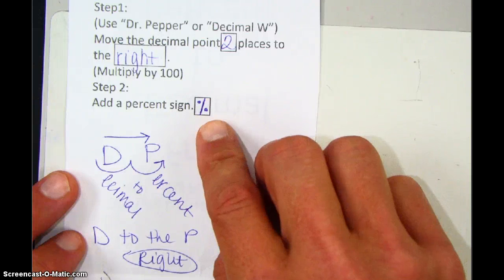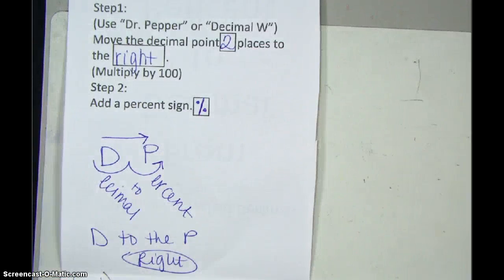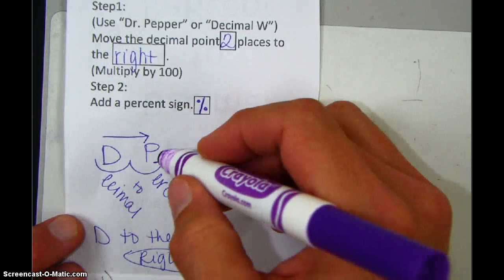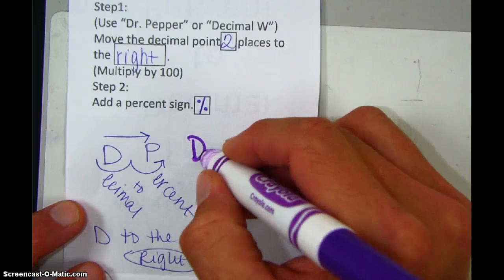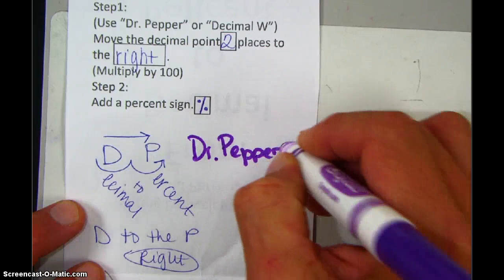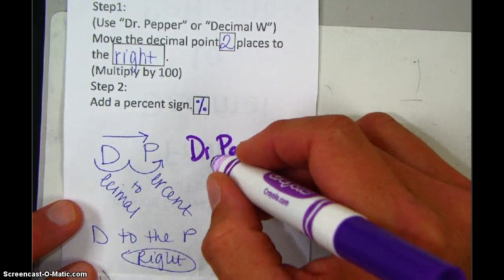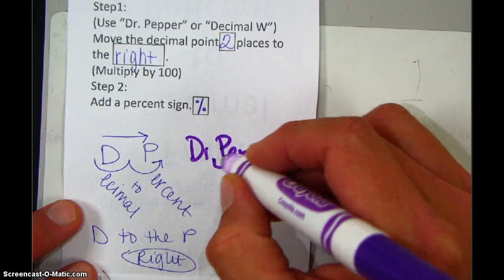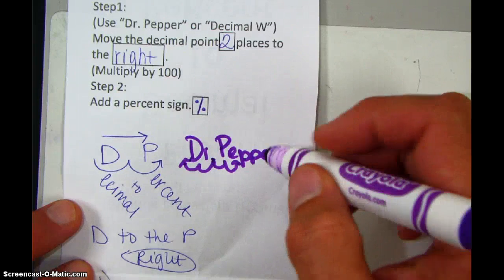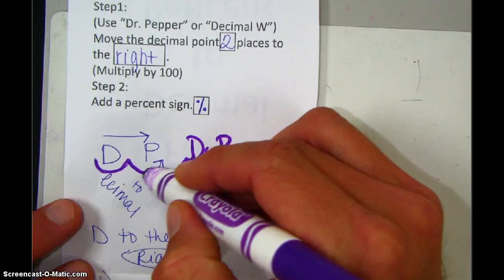Now, why we call it Dr. Pepper, I'd like to enhance this a little bit. DP, Dr. Pepper, the decimals on the left and the percents on the right. Well, let me expand on that. So let's say you write out the word Dr. Pepper. If I want to get a percent, I'm going to go to the right. If I want to get a decimal, I'm going to go to the left. Now, why it's a decimal W is because if you look at this, it looks like a W.